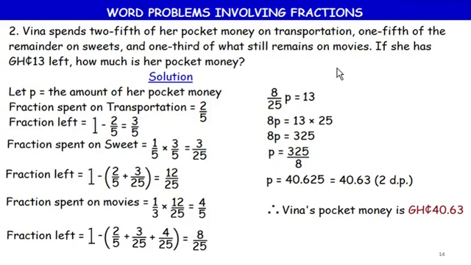Let's move on. If she has 13 cedis left, that is after spending on transportation, sweet and movies, how much is her pocket money? So how do you find the fraction left after spending on all these 3 items? It's simple. Just add up the total fraction spent: the fraction spent on transportation, on sweet, and on movies. Add everything and then subtract from 1, the whole. So add 2/5 to 3/25 to 4/25.